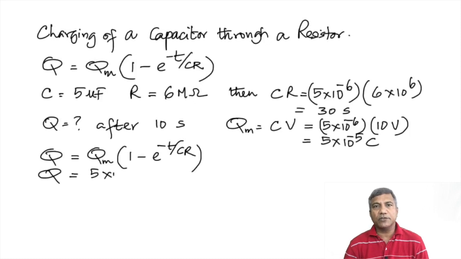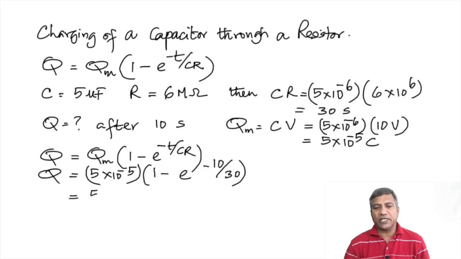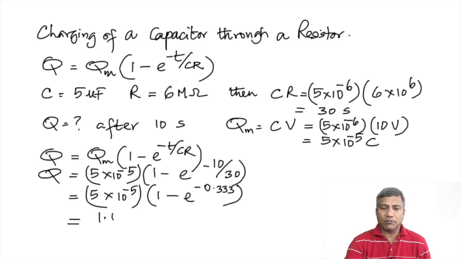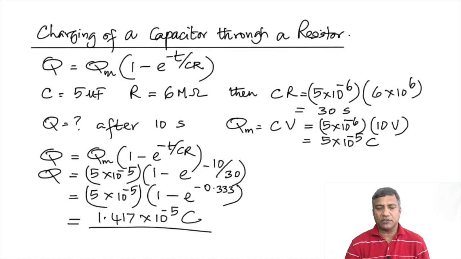So we're trying to find Q. We already got Qm. Qm is 5 times 10 to the negative 5. So 1 minus e raised to negative 10 by 30. So negative 10 by 30 is negative 1 by 3, which is negative 0.333 repeating. Okay, so 1 minus that, and when you put it into the calculator, you're going to get 1.417 times 10 to the negative 5 coulombs. That's the charge on the capacitor after 10 seconds.